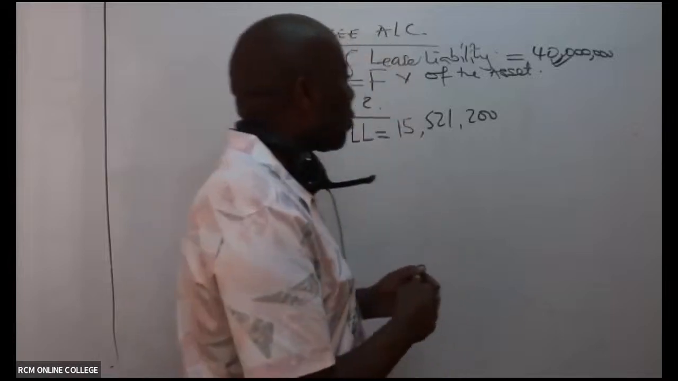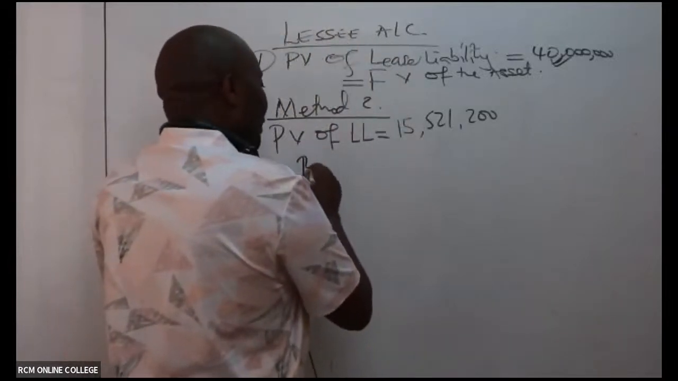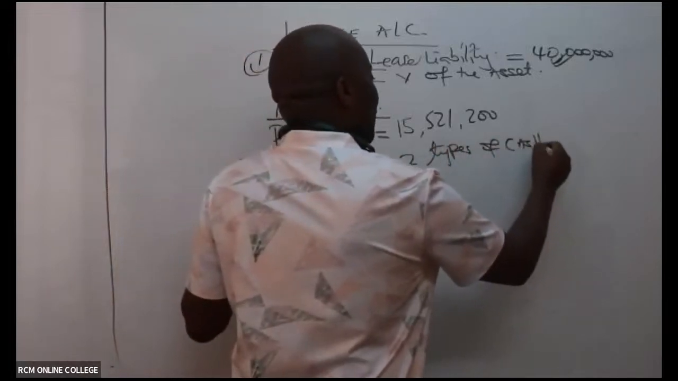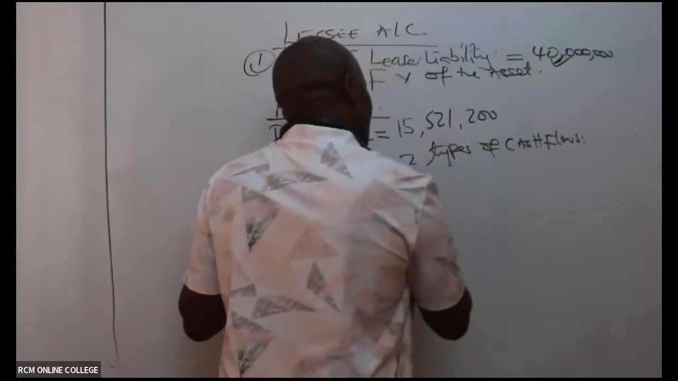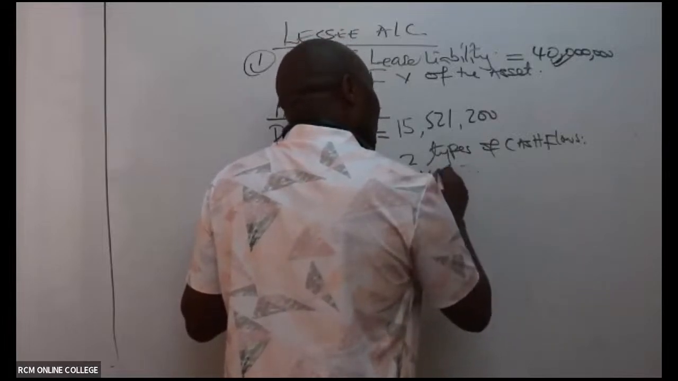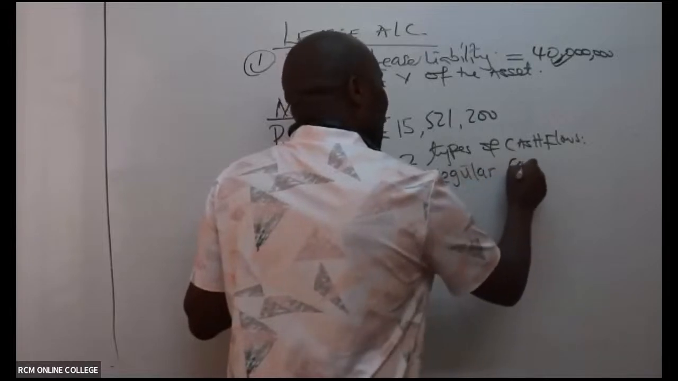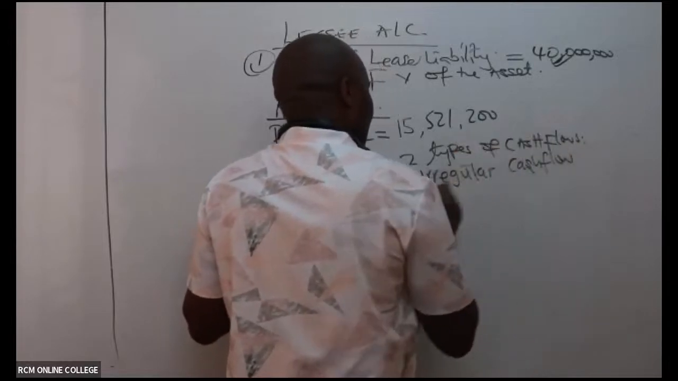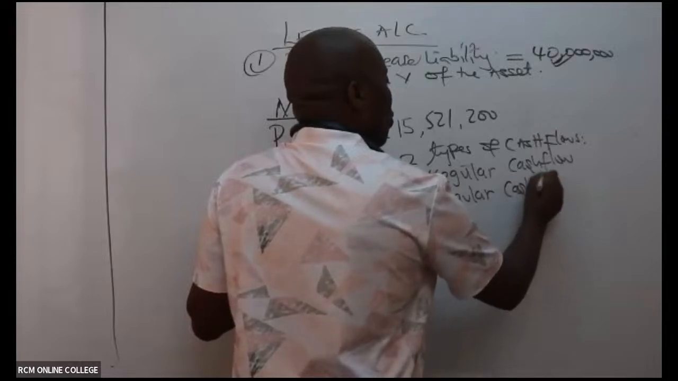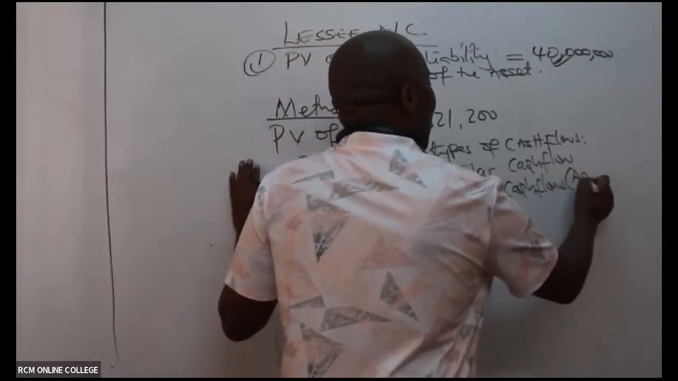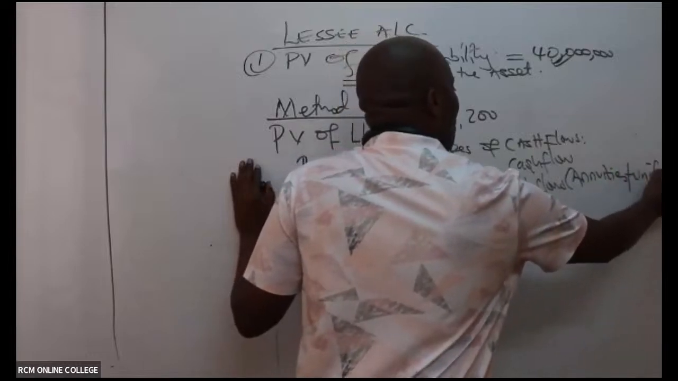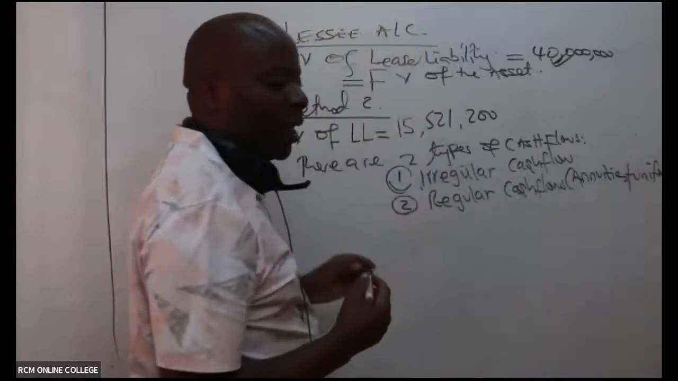So I want to bring to your attention that there are two types of cash flows. Number one, we have what we call irregular cash flows. And then number two, we have the regular cash flows. These regular cash flows are the ones we call annuities, or uniform.